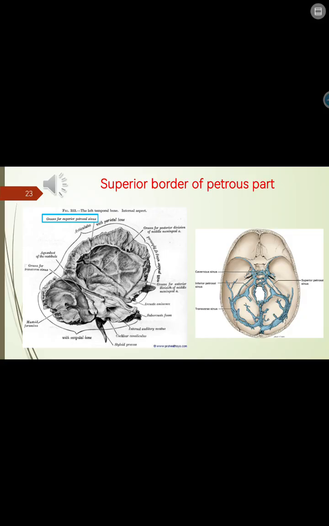In these pictures, we can see the superior border and groove for the superior petrosal sinus in the left picture, which I show you in blue, and the right picture shows the total venous sinuses of the cranium, the communication between them, and the location of these venous sinuses.